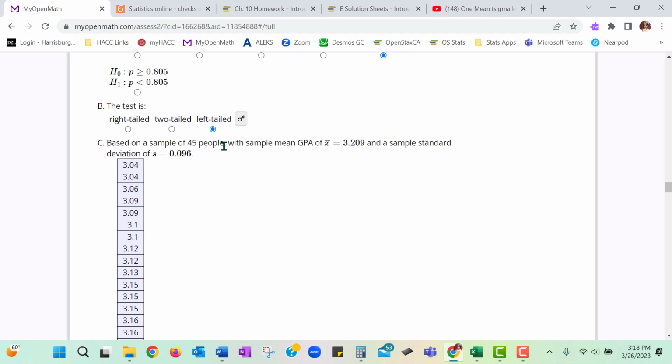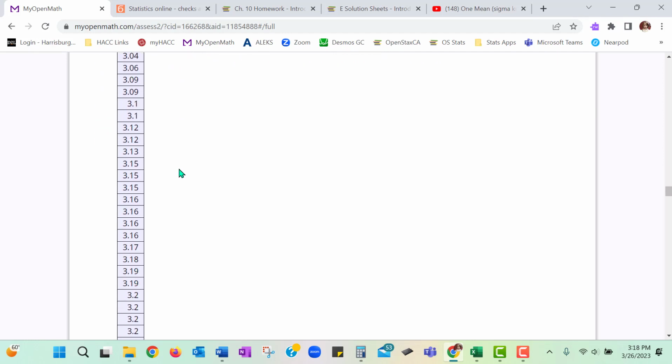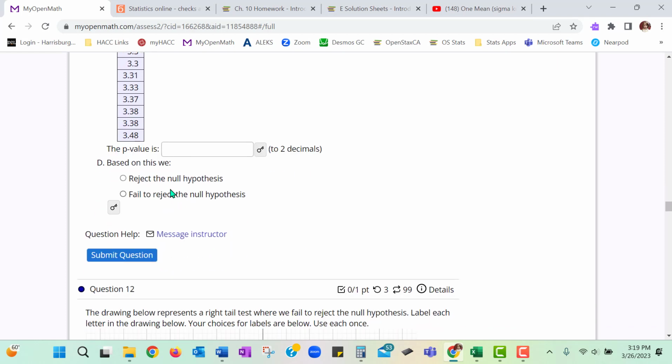Okay, based on a sample of 45 people with sample mean GPA of X bar equal to 3.209 and a sample standard deviation of S equal 0.096. Here's our sample value, and then they want us to put the p-value in and then state whether we believe we should reject the null or fail to reject the null.